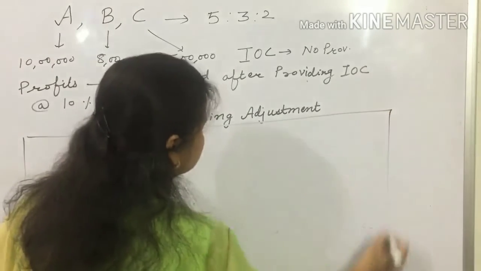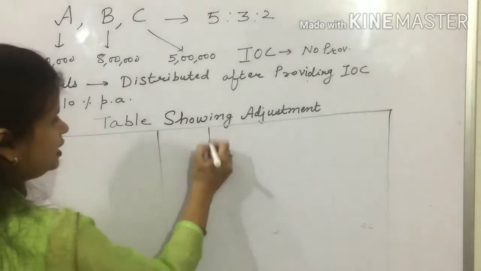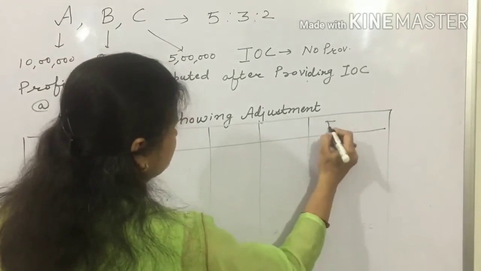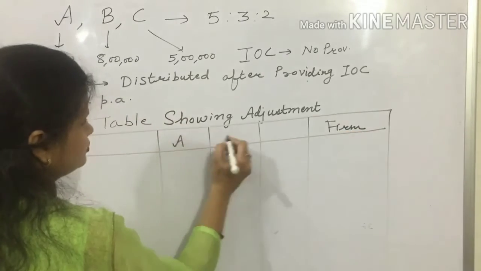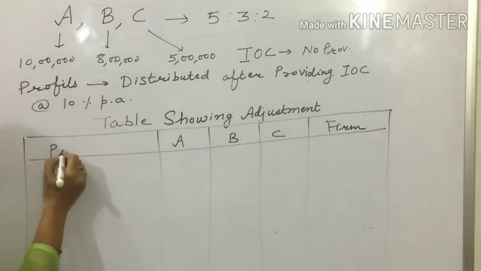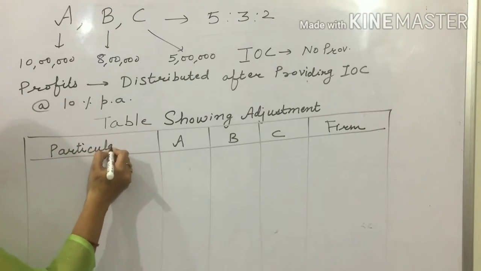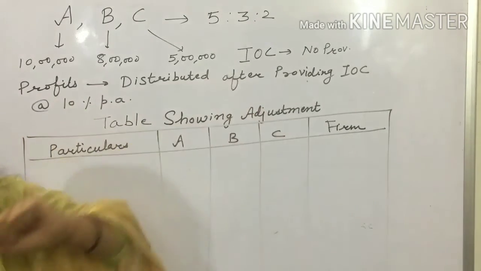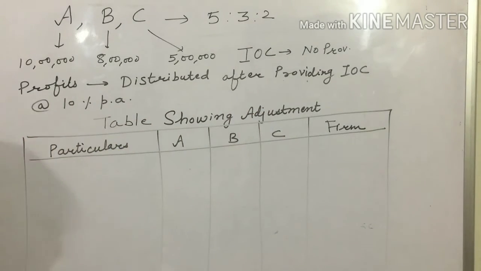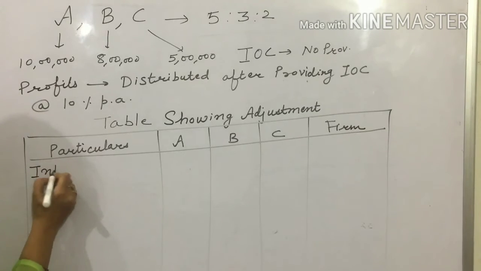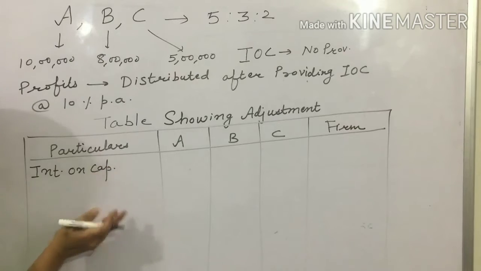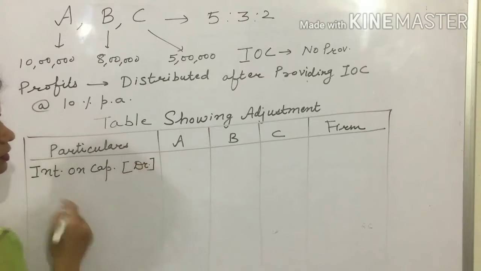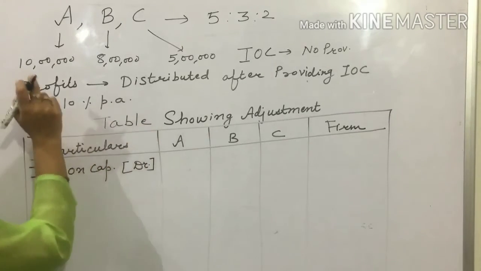Columns we know, particulars A, B, C and last for the firm. Here you will write down particulars. As the firm has wrongly credited interest on capital to partners, so it will take back interest on capital. So here you will write down interest on capital. As the firm is taking back from the partners, so partners will be debited. With what amount? At the rate 10% per annum.